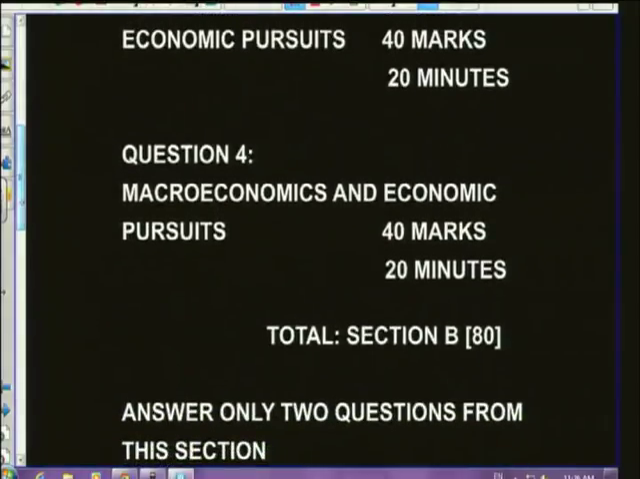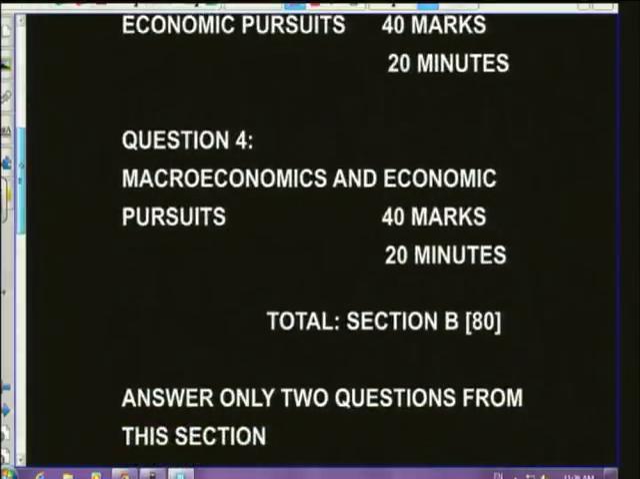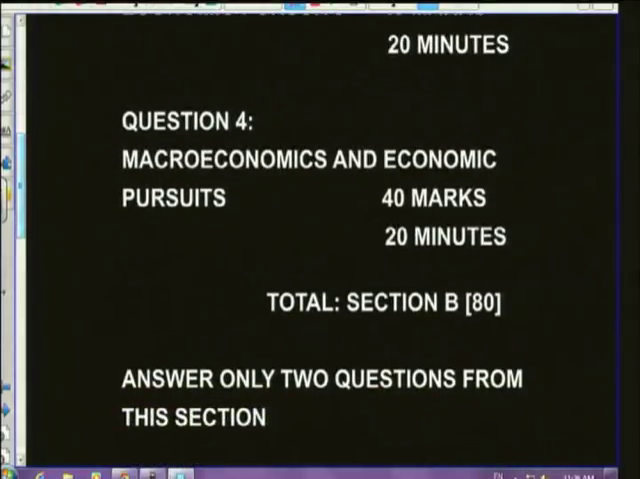And then question 4, macroeconomics and economic pursuits. So as you can see, it's a combination of the questions 2 and 3, 40 marks and another 20 minutes. You only answer 2 questions from this section, and then the total for section B would be 80 marks.